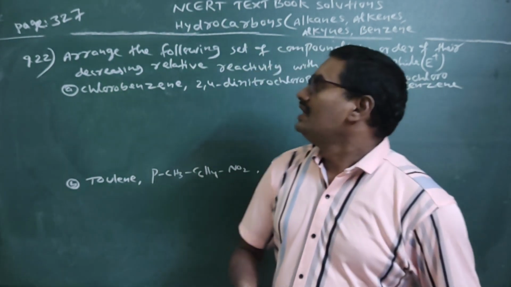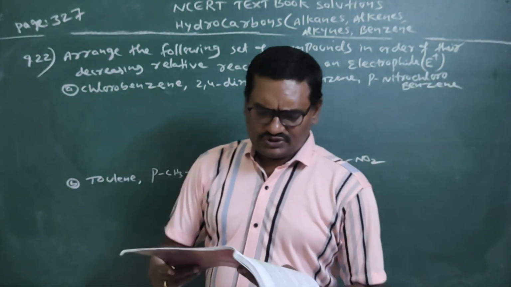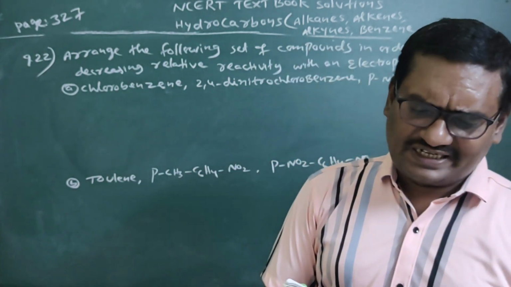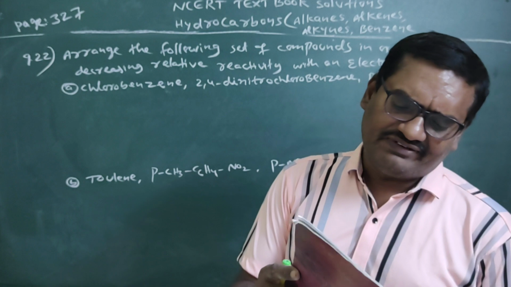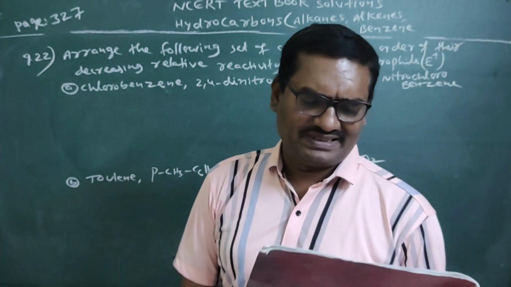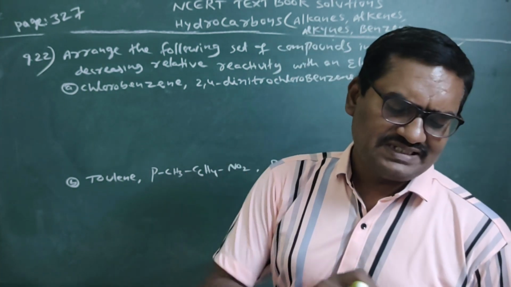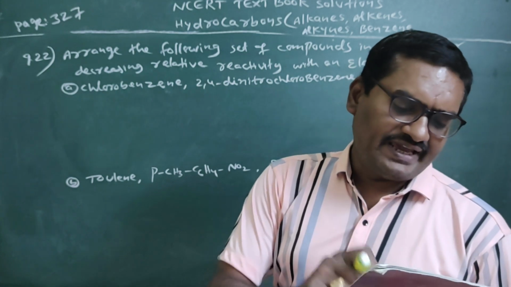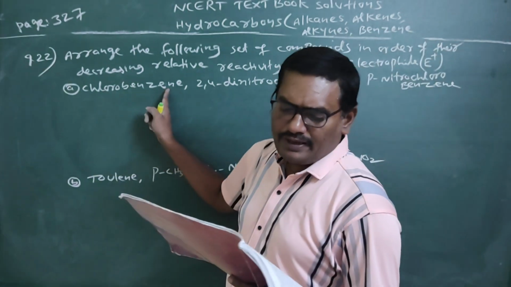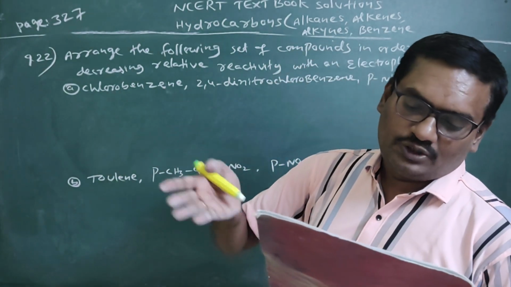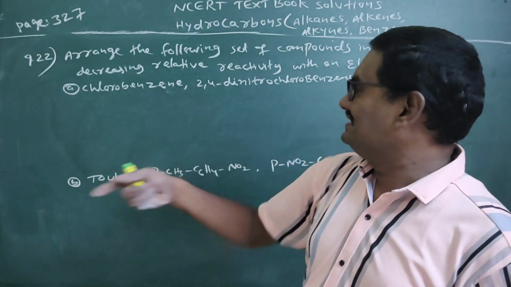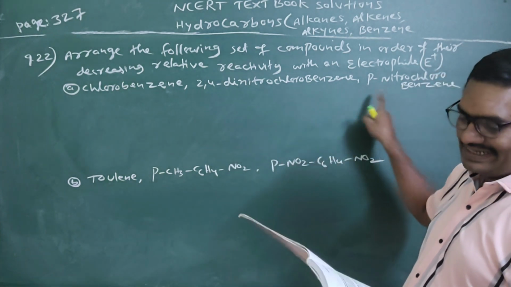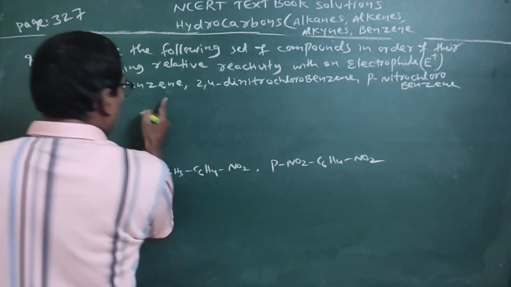Next one, 9.22. Arrange the following set of compounds in order of their decreasing relative reactivity with an electrophile, E plus. A, chlorobenzene; B, 2,4-dinitrochlorobenzene; para-nitrochlorobenzene. So the reactivity order: the first one is chlorobenzene.